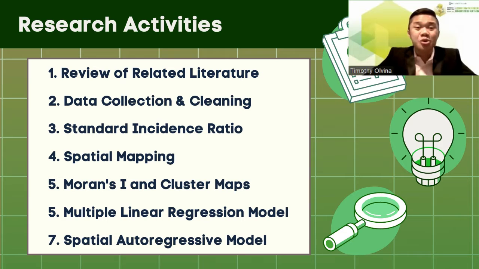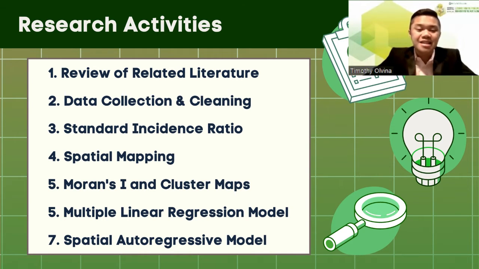Throughout the research process, the group has accomplished the following. First, the group reviewed existing literature on COVID-19, statistical analysis, and spatial mapping to evaluate the research gaps. Second, 2021 COVID-19 data were collected from governmental agencies and cleaned using Microsoft Excel and Statistica. Third, the standard incidence ratio at the provincial level or city level for NCR was computed. Fourth, spatial mapping aids in visualizing high-risk spatial provinces in the country.